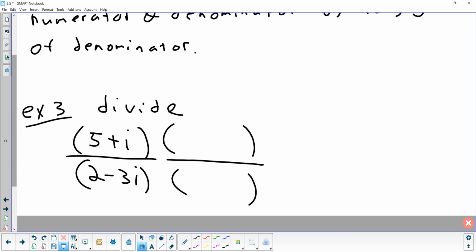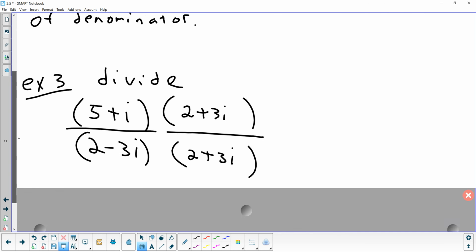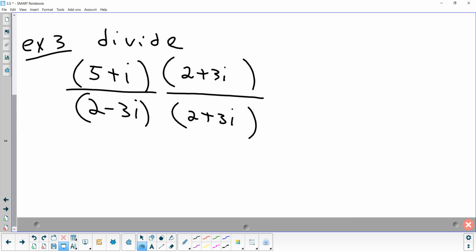Yes. 2 plus 3i. Now let's do the bottom first, and I want you to watch what happens here. When I look at the bottom, I already know that the answer is 13. There's a way I can do that very quickly without FOILing, but let's FOIL and see if you notice the pattern. So let's start.